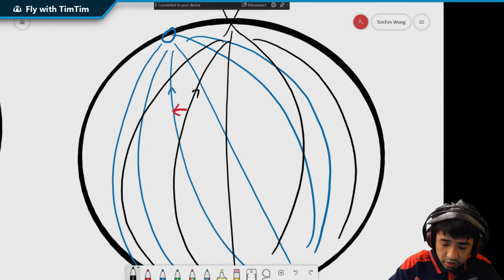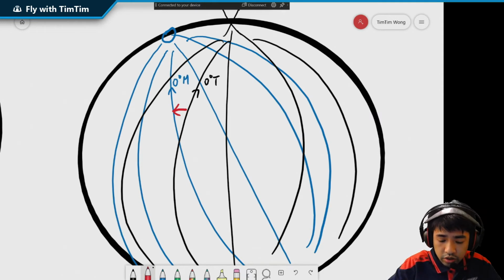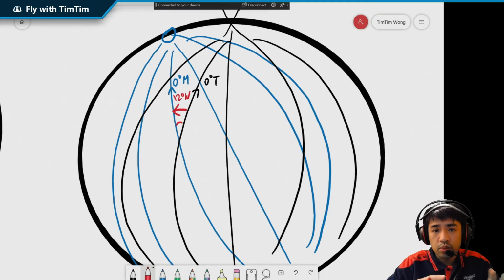Black here is 0 degrees true. Blue here, 0 degrees magnetic. And the variation is, let's say, 12 degrees here. That's called 12 degrees west. It's a west variation.